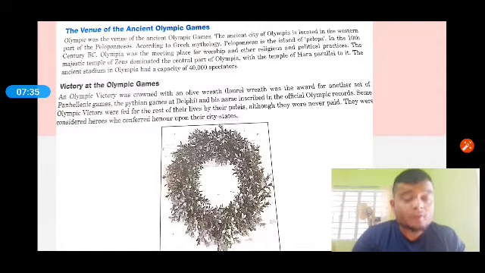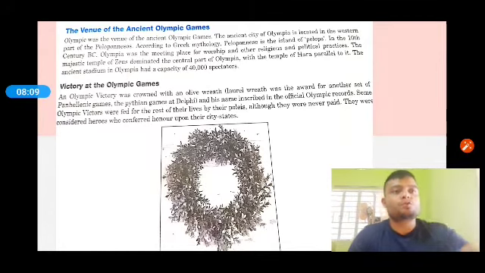And obviously those athletes were sponsored for the rest of their life if they won. They were considered heroes by their city-states, and they were given many rewards. Like in some of the sports in our country also, we do that. Those who win at the national and international level are obviously given very good jobs in the central government or state government through the sports quota, which I guess some of you are also aspiring for.